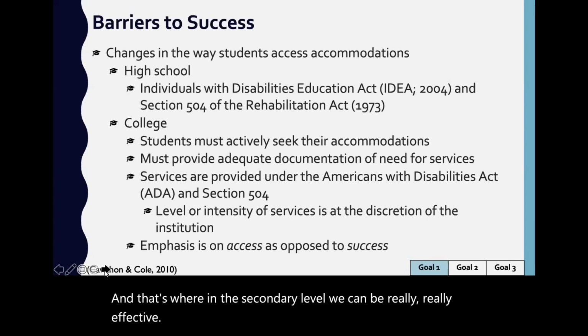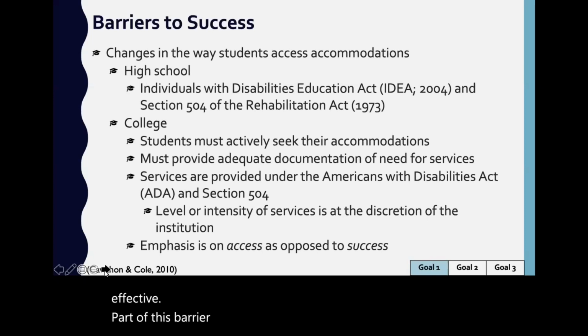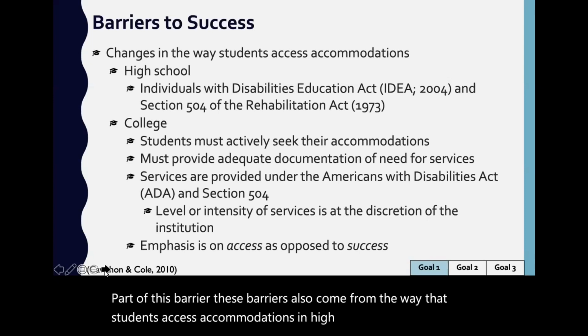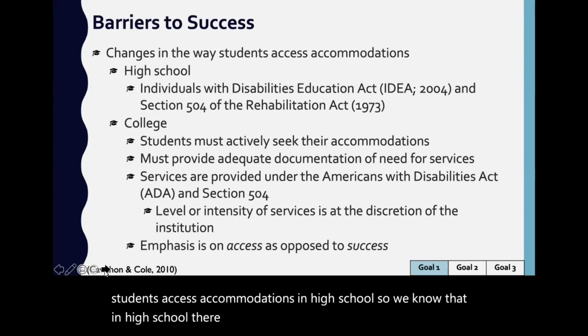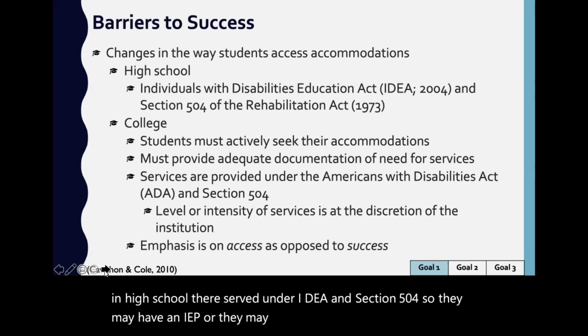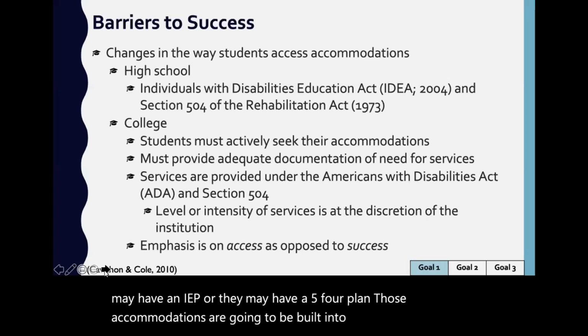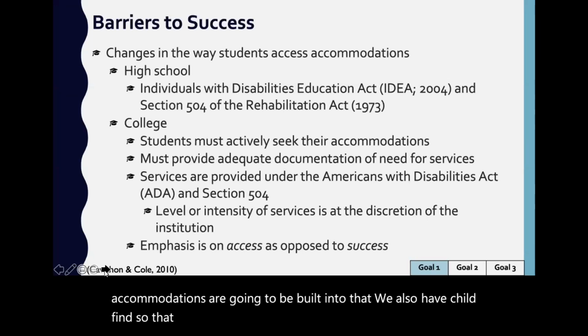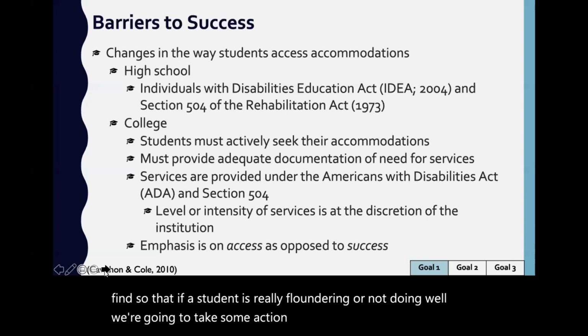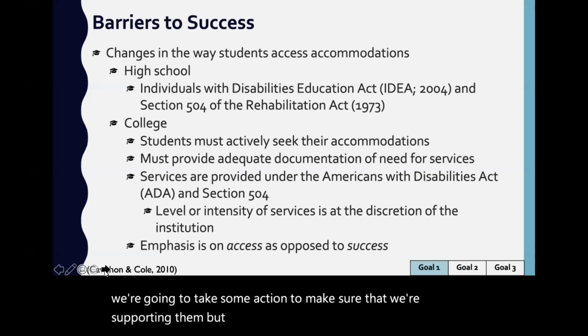Part of this barrier, or these barriers, also come from the way that students access accommodations in high school. In high school, they're served under IDEA and Section 504, so they may have an IEP or a 504 plan. Those accommodations are built into that. We also have child find, so that if a student is really floundering or not doing well, we take some action to make sure that we're supporting them. But in college, that all goes away.